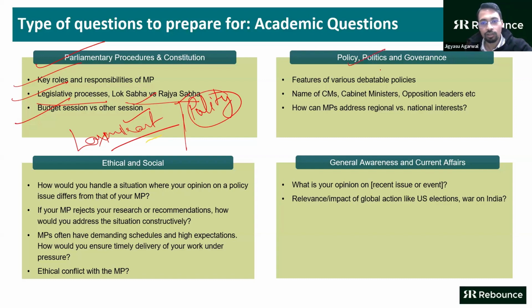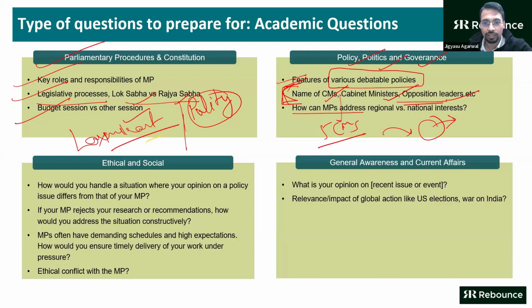Then the second part is something around policy, politics, and governance. So it can be, let's say, features of various debatable policies. So being very aware of what are the various hot policies nowadays, what are the implications, etc. Having the basic general knowledge about the policy space, name of various CMs. Sometimes they ask, say, tell the names of 5 CMs, or who is the CM of your state or some other state where the elections happened very recently. So something around it. Cabinet ministers, opposition leaders, major opposition leaders' names. Obviously, they don't expect you to be a dictionary or ChatGPT.